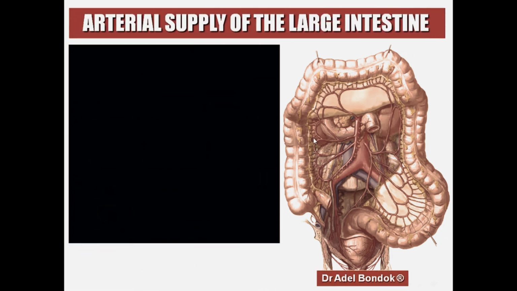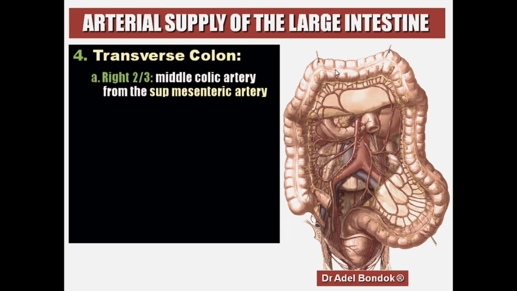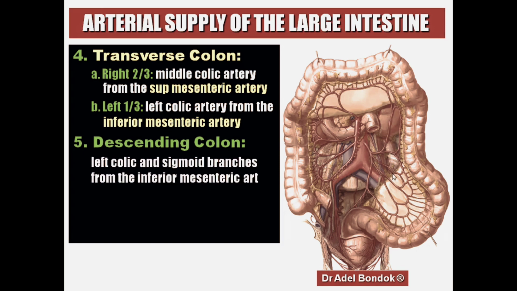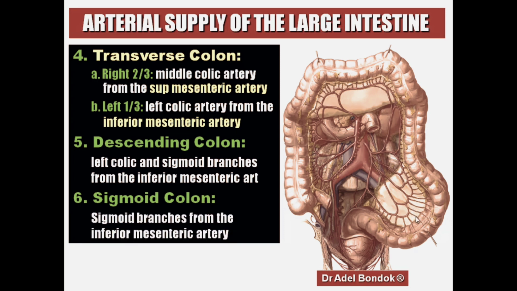Then transverse colon is very important because it has double arterial supply. The right 2/3 from the superior mesenteric artery, left 1/3 from the inferior mesenteric. Descending colon, left colic and the sigmoid branches of the inferior mesenteric artery, and sigmoid colon, sigmoid branches of the inferior mesenteric artery. The lymph drainage corresponds to the arteries.